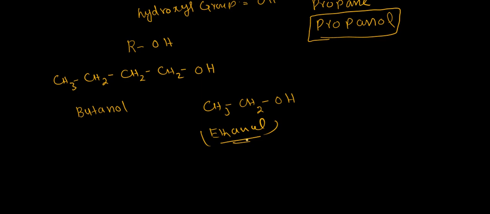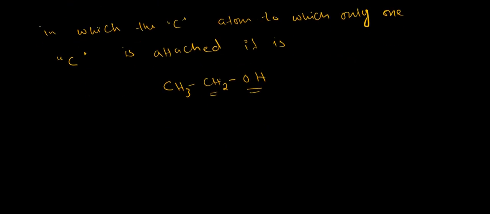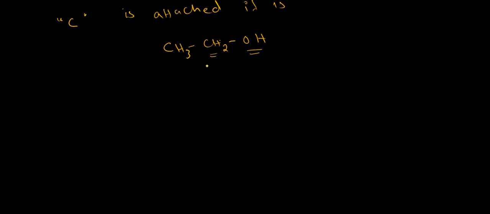Alcohols are usually of 3 types. The first is primary alcohol. For example, in ethanol, the hydroxyl group is attached to a carbon, and to this carbon there is only 1 carbon attached, so it is called a primary alcohol. So if there is only 1 carbon attached to the carbon atom which contains the hydroxyl group, it is called a primary alcohol. And the second is secondary alcohol.